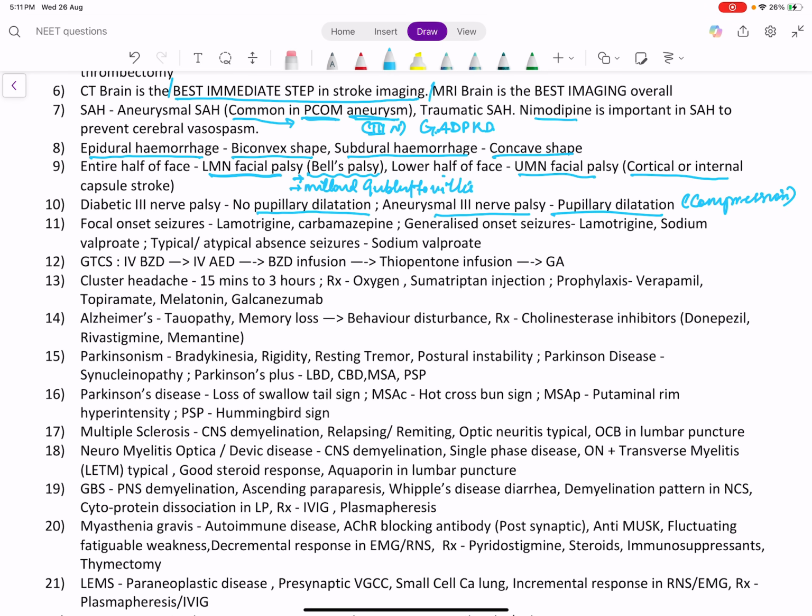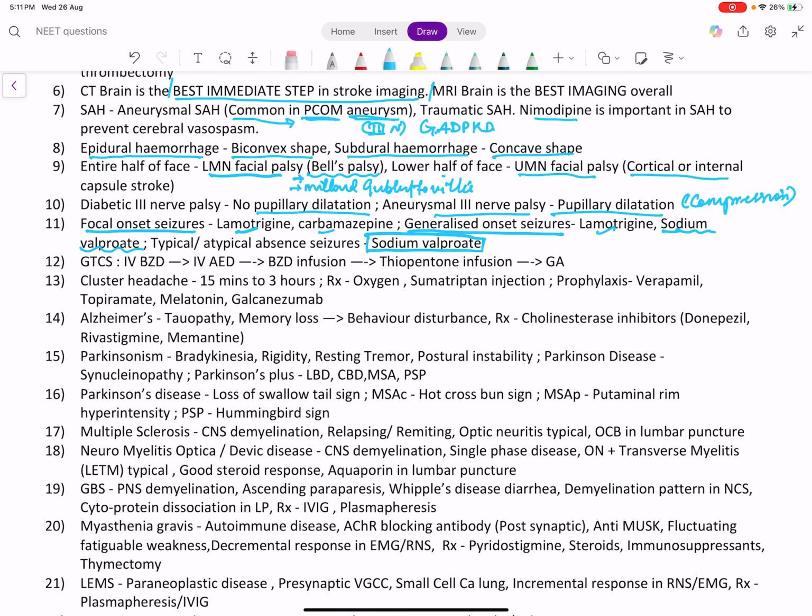About seizures, we have two types, focal onset seizures and generalized onset seizures. For focal onset seizures, the drug of choice as per Harrison is lamotrigine or carbamazepine. For generalized onset seizures, the drug of choice is lamotrigine or sodium valproate. Remember sodium valproate here. For typical or atypical absence seizures, sodium valproate. So except in focal onset seizures, sodium valproate comes everywhere.